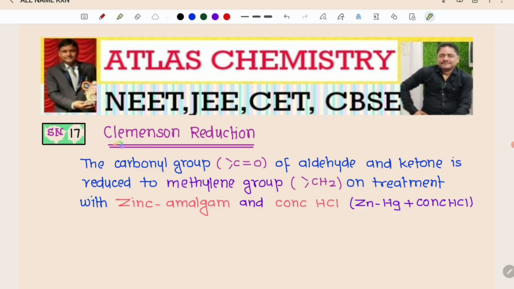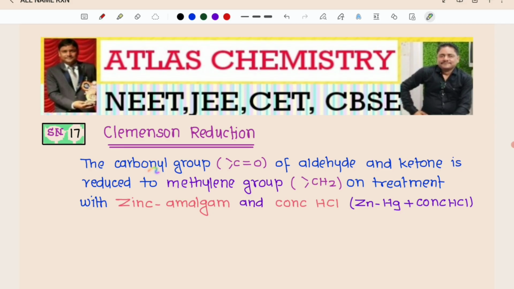That is Clemmensen reduction. This is a reduction reaction. In this reaction, a carbonyl group is converted into a methylene group by treatment with zinc amalgam and concentrated HCl, and this reaction is known as Clemmensen reduction.